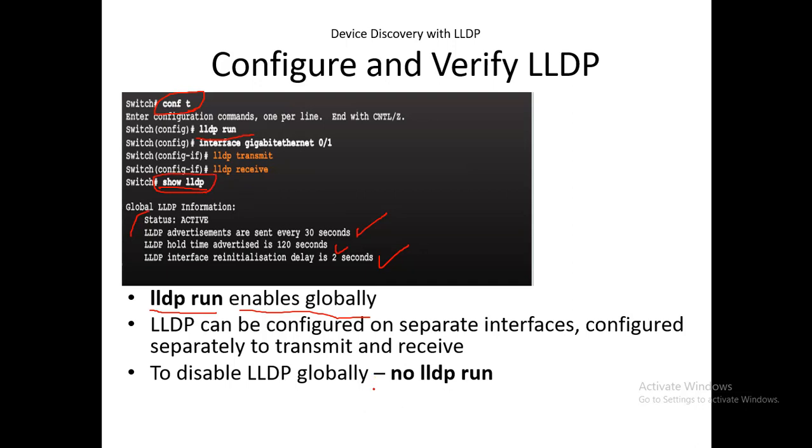And if you want to disable this LLDP globally, you can run this command in the switch configuration, that is no LLDP run. So if you run this command, the status will be disabled, or you can say inactive.